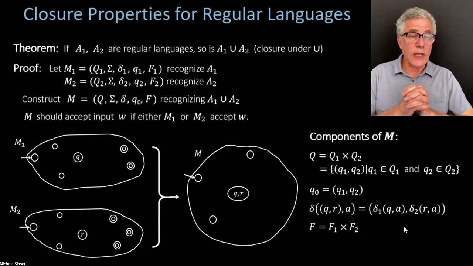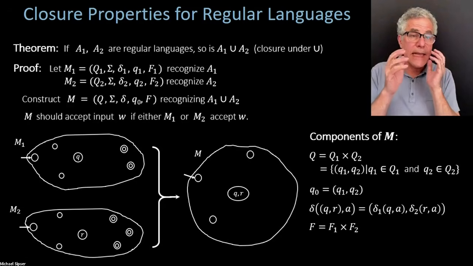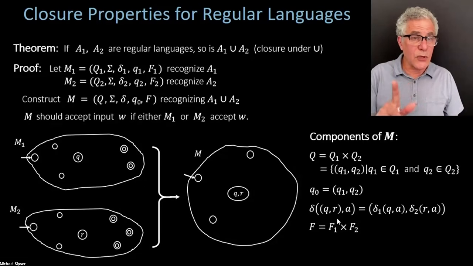Now, let's take a look at the accepting states for M. The natural thing to do is look at the set of pairs of states where we have a pair of accepting states, one from the first machine and one from the second machine. But if you're thinking with me, you realize that this is not the right thing.